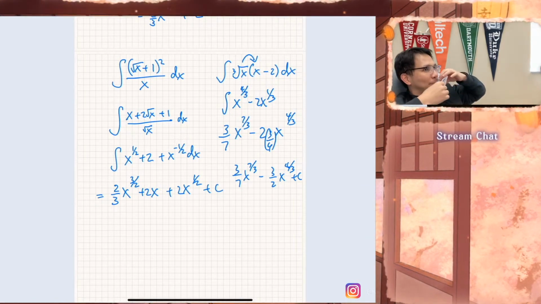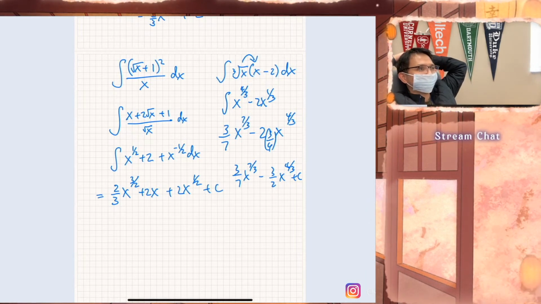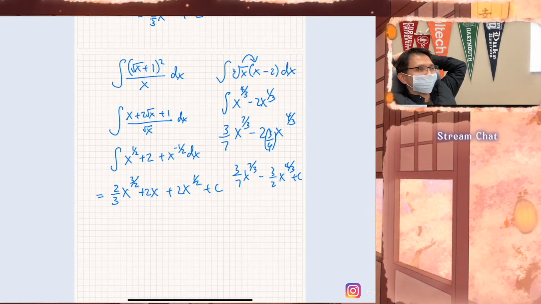Daily dose of chaos. We could say, oh, we're doing integrals. Integrals? More like derivatives, but backwards. Because actually, that is what they are.